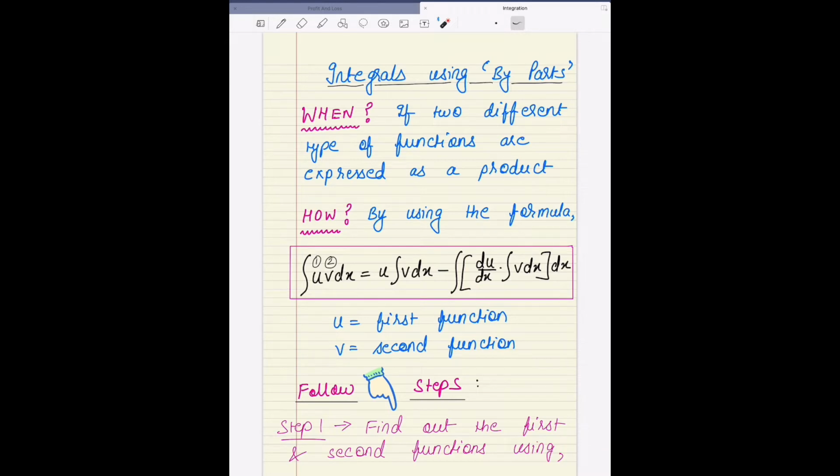Now, some things about this: U and V, you would have seen this written in some books. What is U and V? U and V is nothing but an alphabet given to the first and second functions. How do you identify the first and second functions?